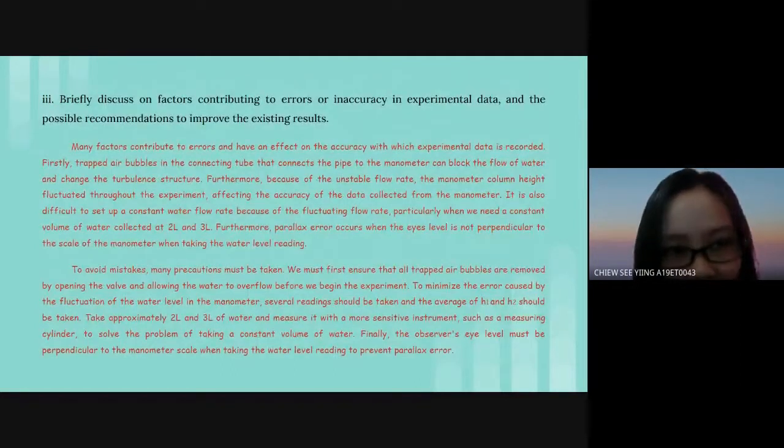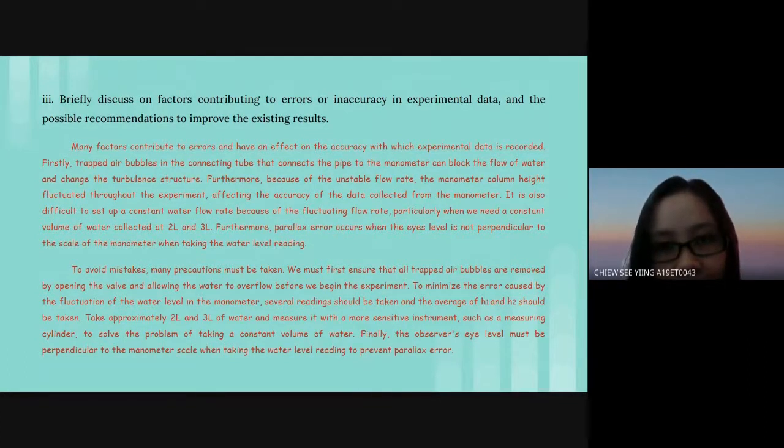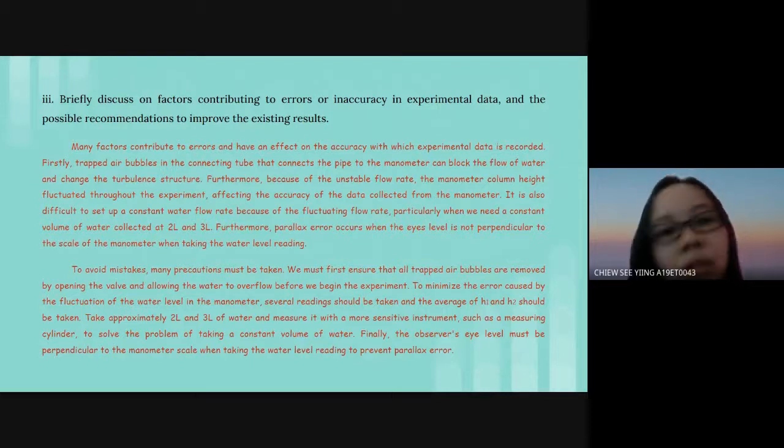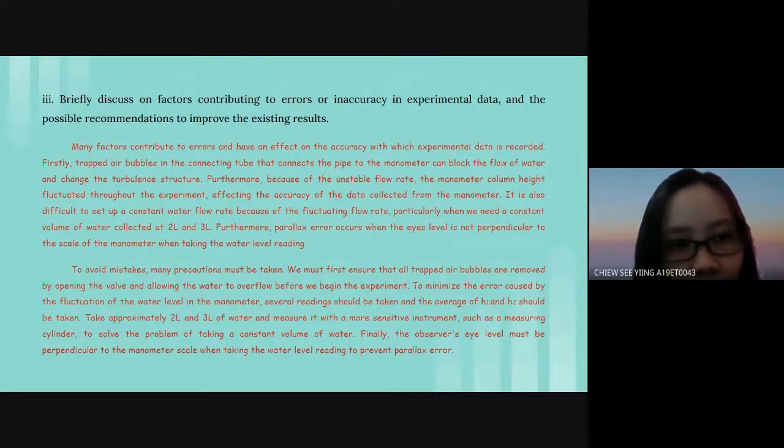Let's briefly discuss factors contributing to errors or inaccuracy in experimental data and the possible recommendations to improve the existing results. Many factors contribute to errors and have an effect on the accuracy with which experimental data is recorded. Firstly, trapped air bubbles in the connecting tube that connects the pipe to the manometer can block the flow of water and change the turbulent structure. Furthermore, because of the unstable flow rate, the manometer height fluctuated throughout the experiment, affecting the accuracy of the data collected from the manometer.